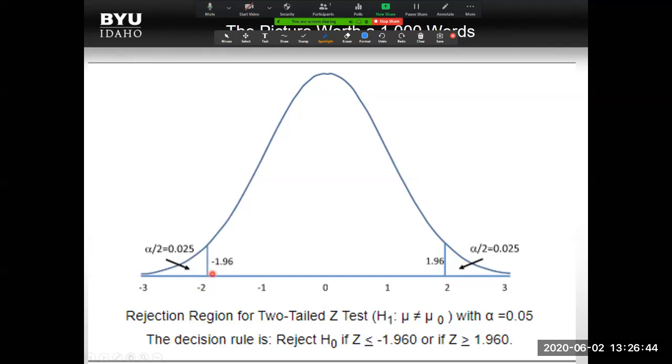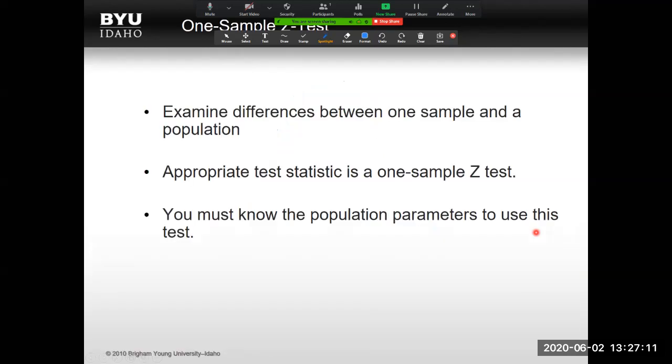So if I do a z-test and I get a test statistic that's somewhere between negative 1.96 and positive 1.96, in this region, I'm going to not reject the null hypothesis. I will fail to reject it, or I will accept the null. But if I get a z that's less than negative 1.96, or greater than positive 1.96, I will reject the null hypothesis. So that's the idea.